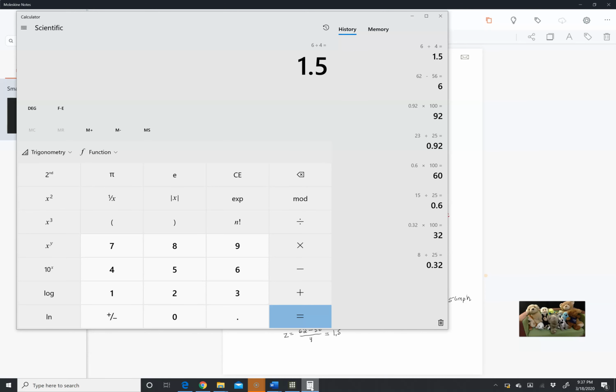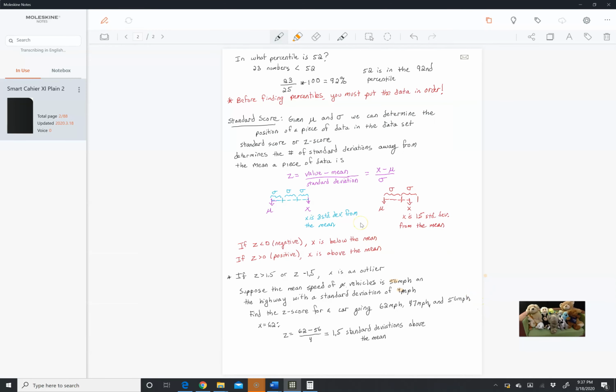So we're 1.5 standard deviations, and in this case we're above the mean, because it's positive. And it makes sense: 62 is greater than 56. Okay, we're going to repeat this.